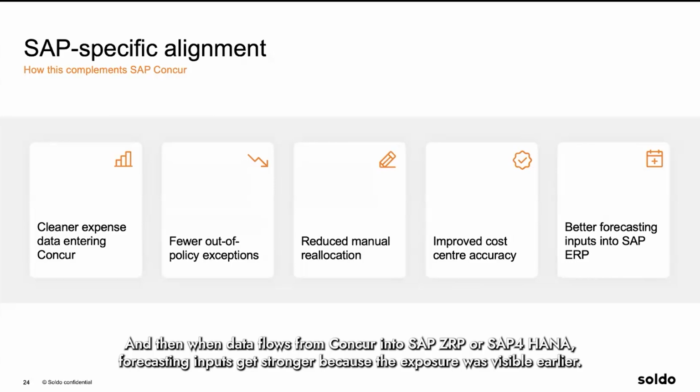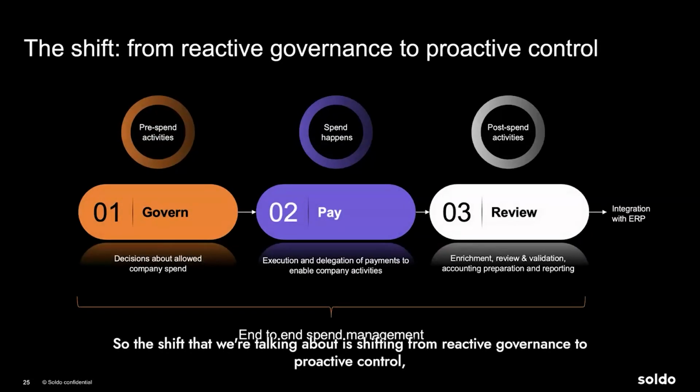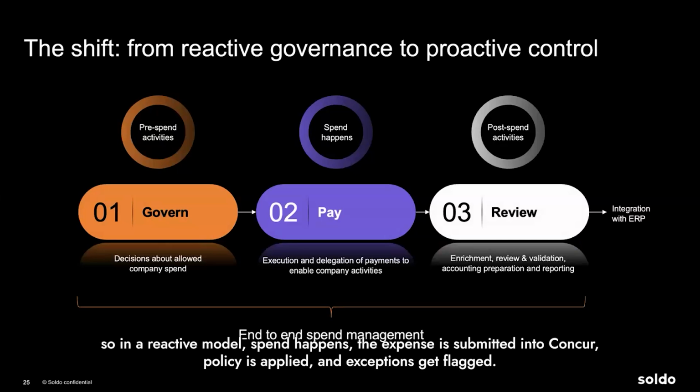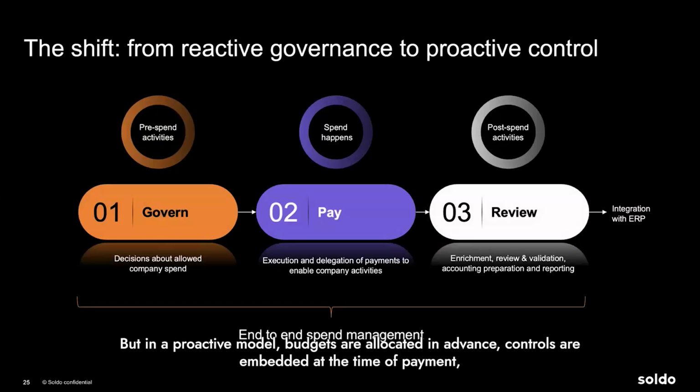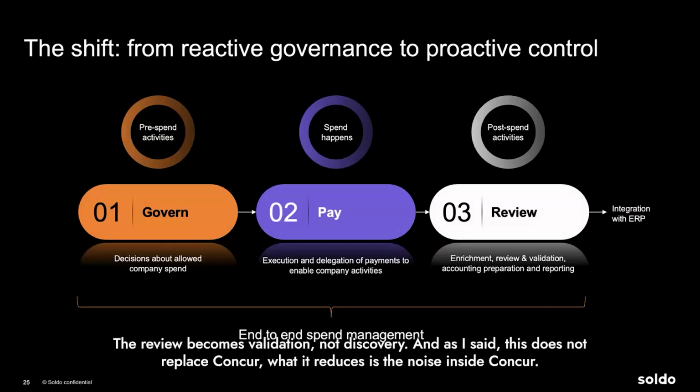And then when data flows from Concur into SAP's ERP or SAP S/4HANA, forecasting inputs get stronger because the exposure was visible earlier. So the shift that we're talking about is shifting from reactive governance to proactive control. So in a reactive model, spend happens, the expense is submitted into Concur, policy is applied, and exceptions get flagged. But in a proactive model, budgets are allocated in advance, controls are embedded at the time of payment, and spend is aligned to cost centers or projects at source. The review becomes validation, not discovery.